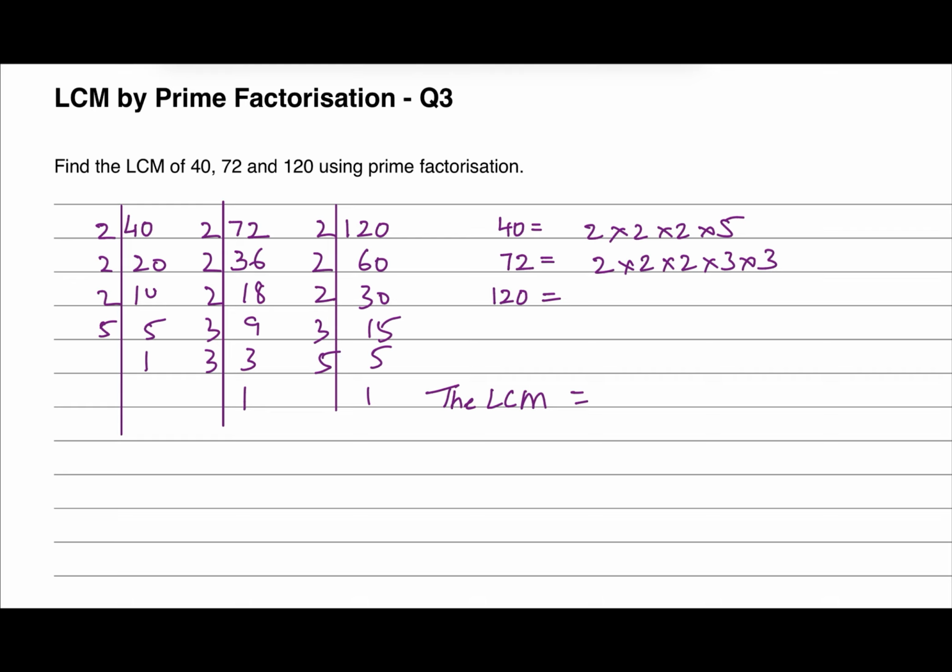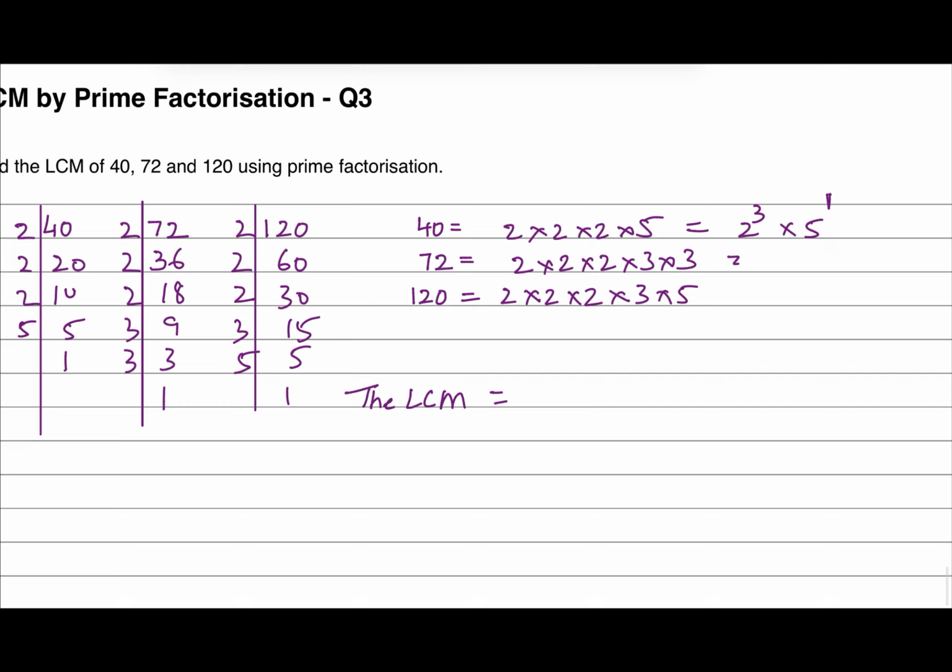And 120, 3 2s, 3 and 5. Now what do we do? We write the degrees. How many 2s are there? 3. How many 5s? 1. Everywhere we have to write. Don't skip anything. 2 again 3, and 3 is 2. Here 2 3, 3 is 1, 5 is 1. This is clear now, guys. What is this 2 3? This is 2 raised to the power 3. So I'm writing 2 raised to the power 3. Then 3 is only 1 and 5 is only 1.